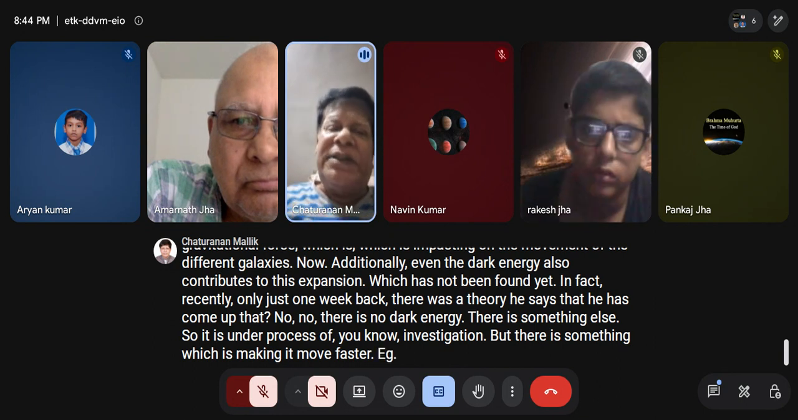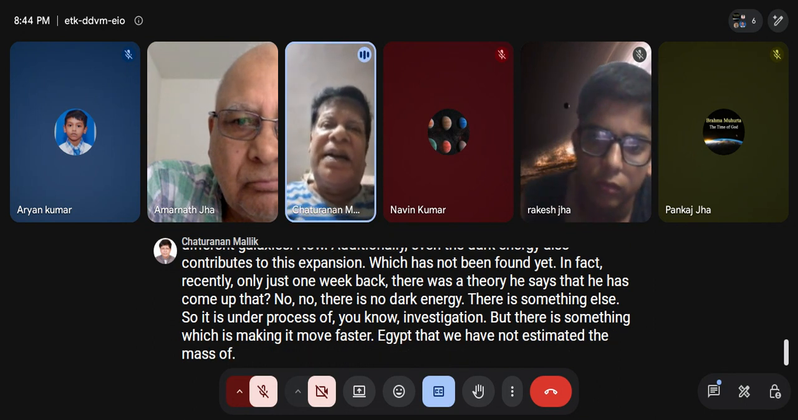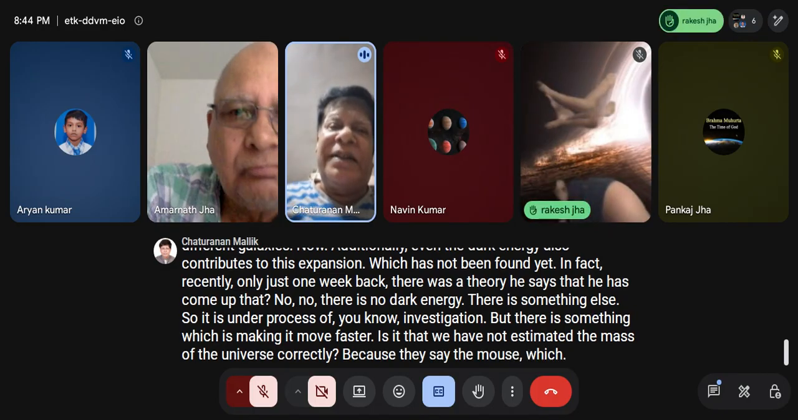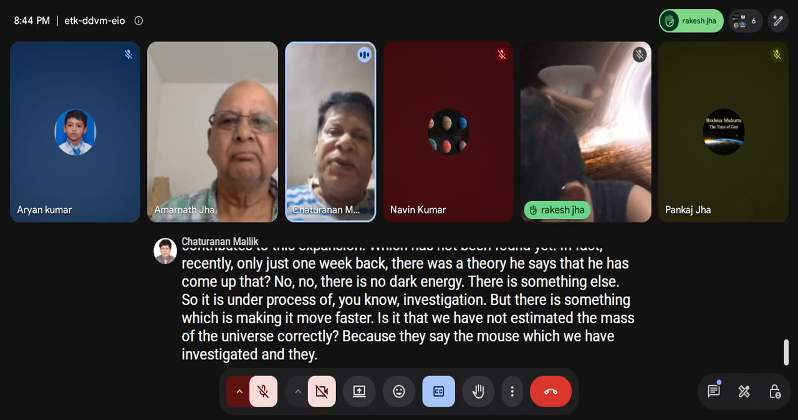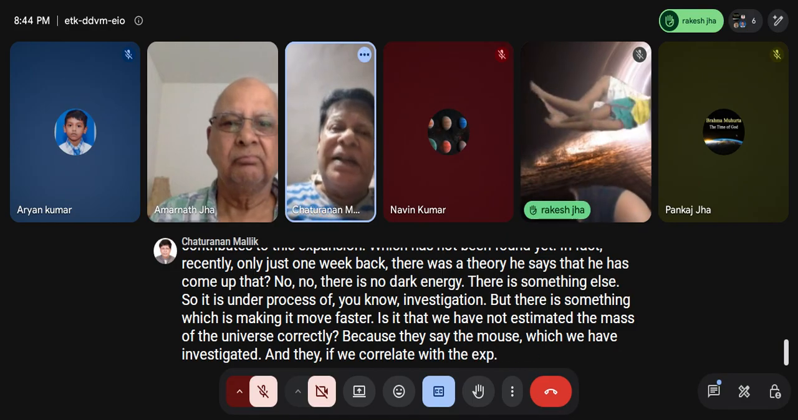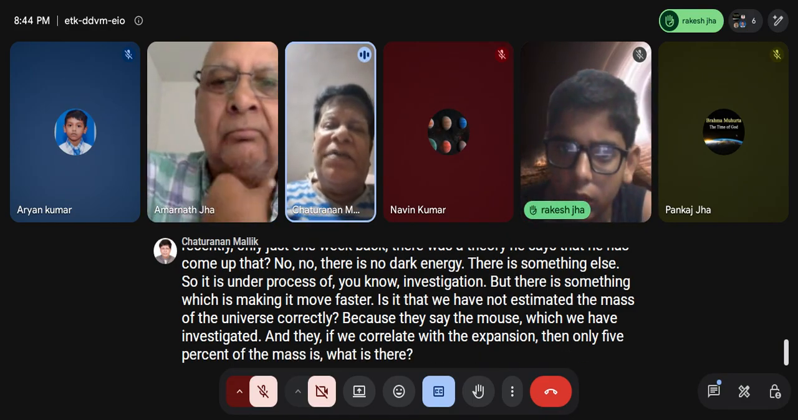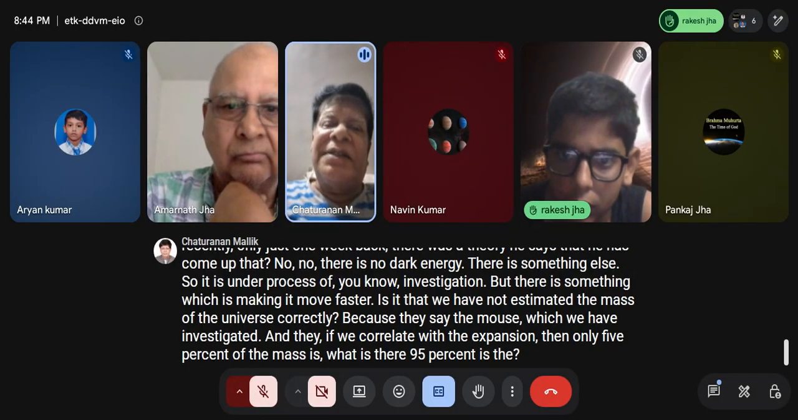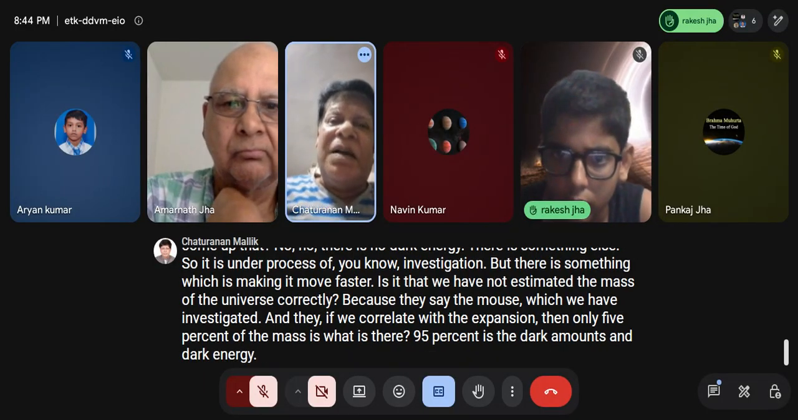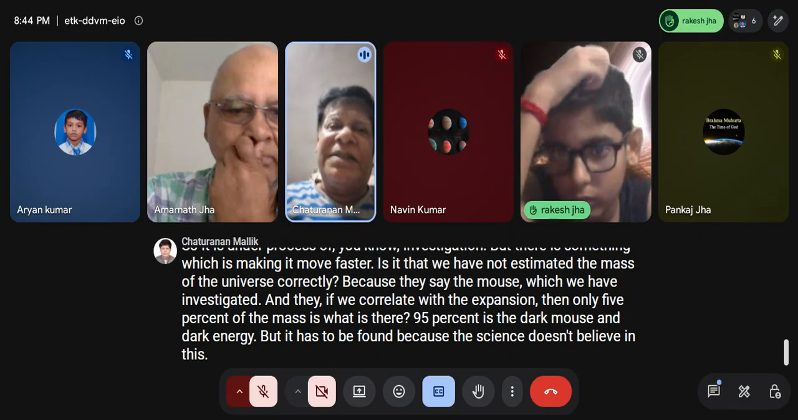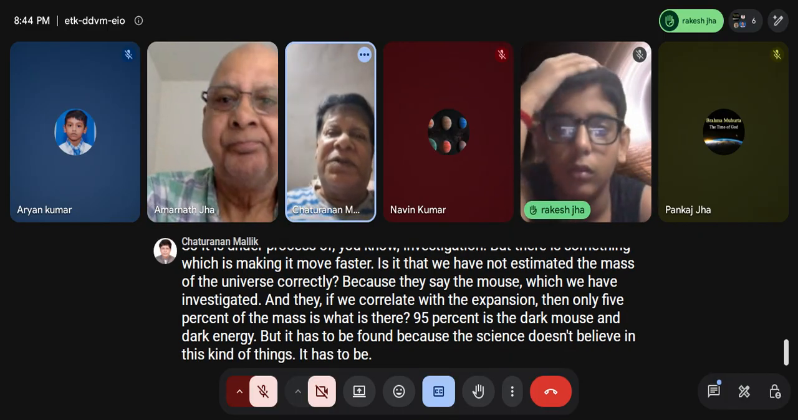Is it that we have not estimated the mass of the universe correctly? Because they say the mass which we have investigated, if we correlate with the expansion, then only 5% of the mass is what is there. 95% is the dark mass and dark energy. But it has to be found, because science doesn't believe in these kinds of things. It has to be found somewhere.